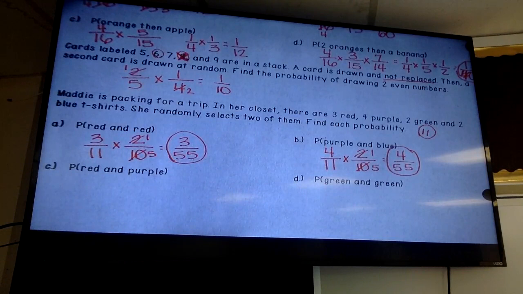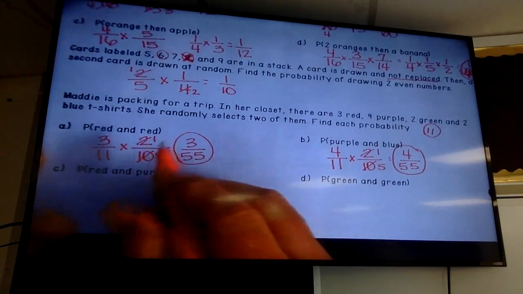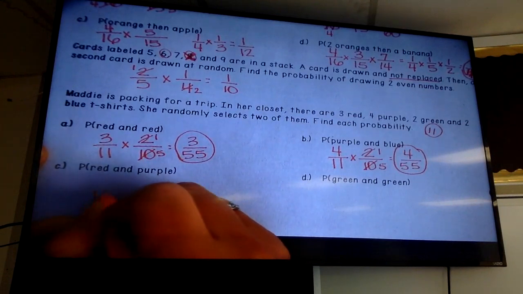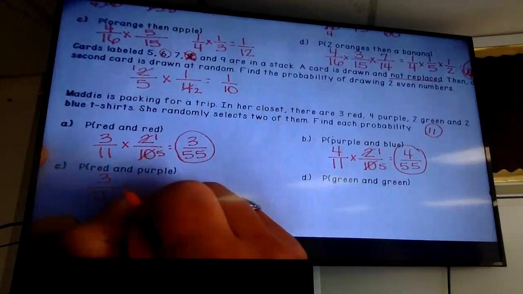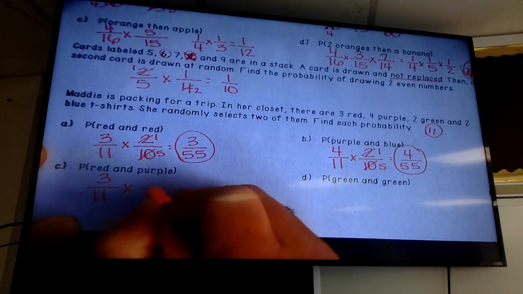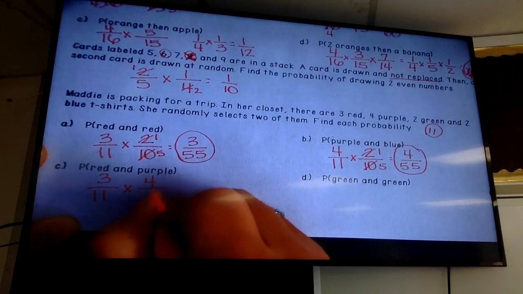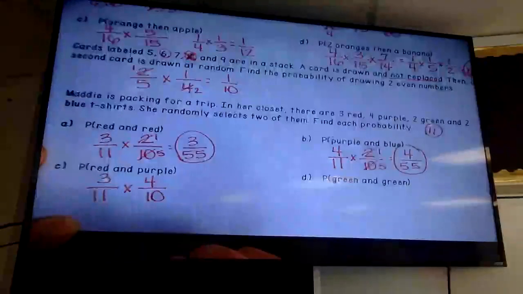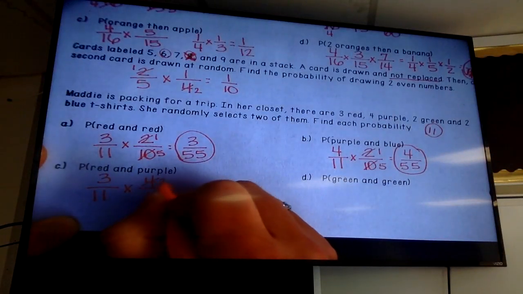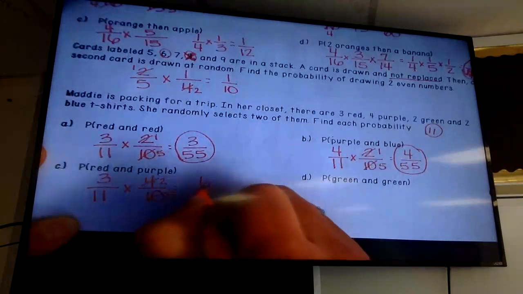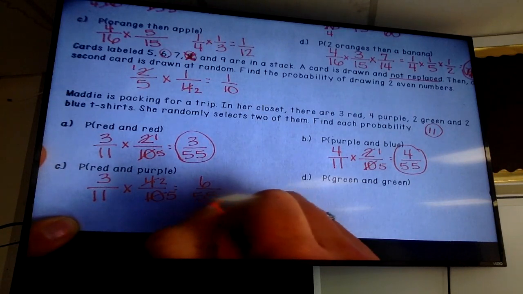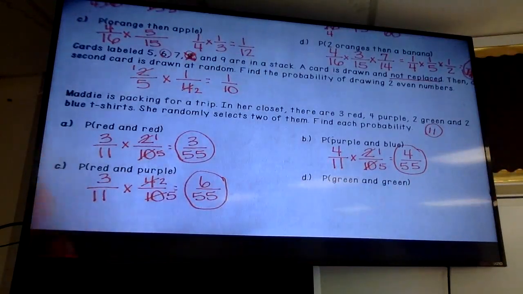Okay, so how about you pause and try the next 2. All right, let's see how you did. So for red, there was 11 shirts to choose from, and 3 of them are red. For purple, she has 4 purple shirts, but there's only 10 of them that are left. I'm going to simplify here, making this 2/5. And 3 times 2 is 6. And 11 times 5 is 55. So 6 out of every 55 times she picks random shirts, she would pick a red and a purple.